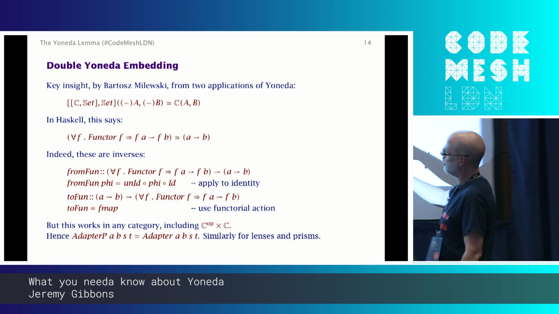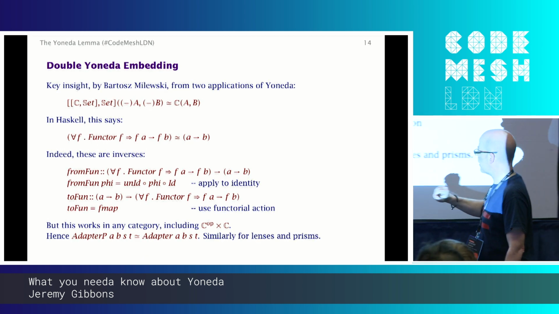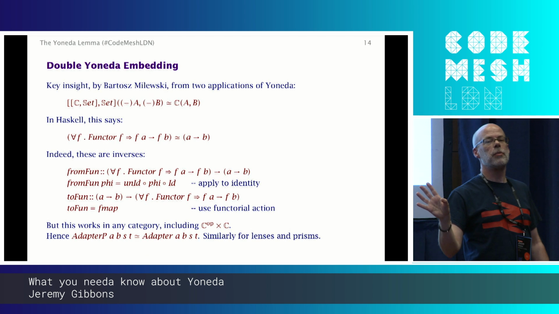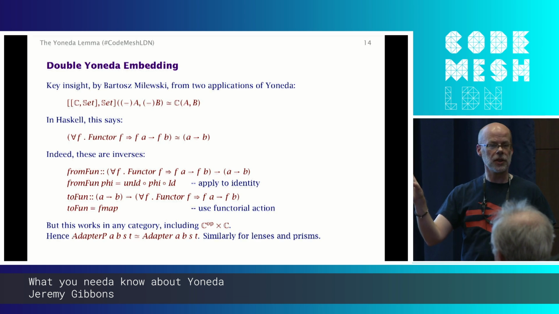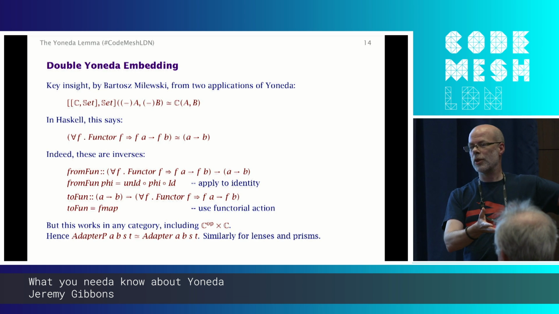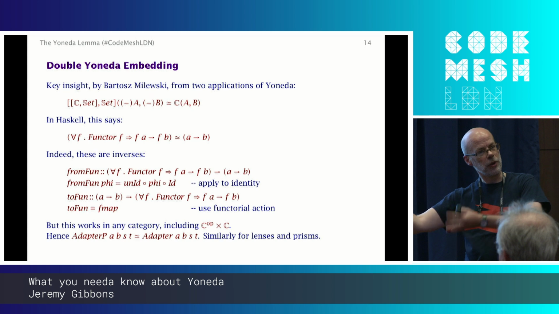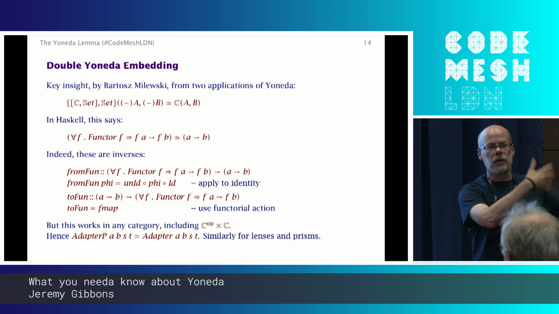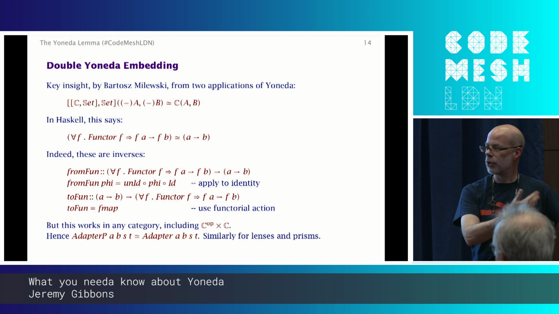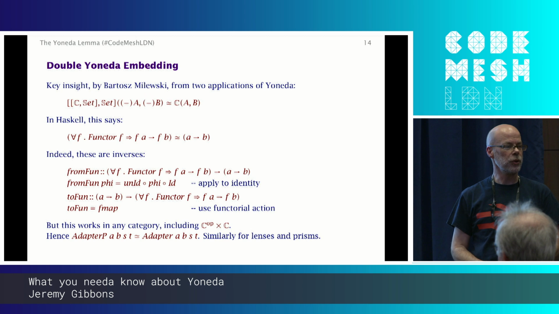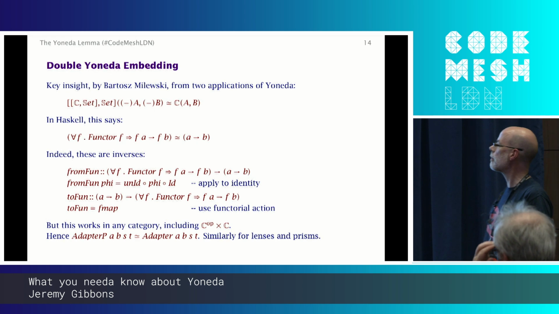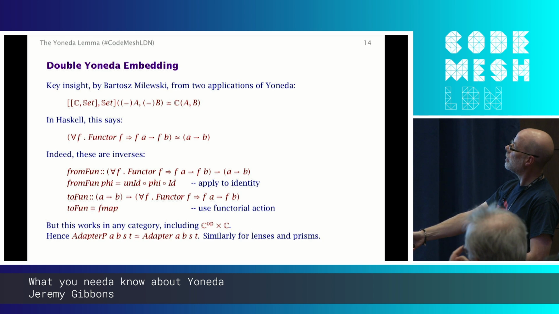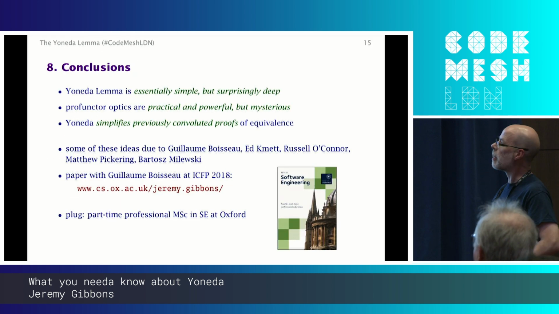So it works not only for adapters, it also works for lenses and for prisms. So the concrete representation of lenses as a getter and a setter is indeed isomorphic to the profunctor representation of lenses. The concrete representation of prisms is isomorphic to the profunctor representation of prisms. But more, these profunctor representations are much more compositional than the record of two functions representation is. And that's all I wanted to say.